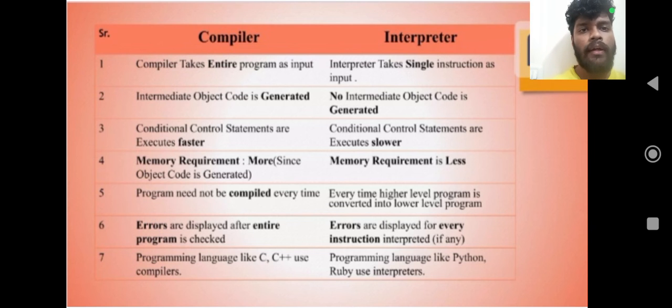And errors are displayed after the entire program is checked in the compiler, and errors are displayed for every instruction interpreted in the interpreter.